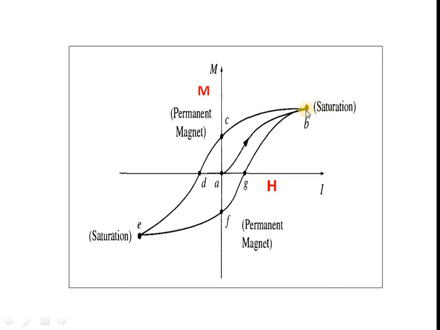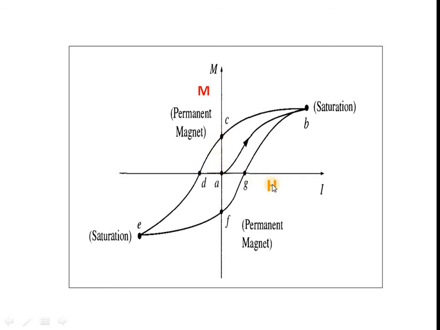Once saturation is reached, you can reduce the applied H value. If you reduce it, you see M is not coming back along the same graph. Instead, M traces a different path. When H is 0, M is not 0. So this is called remnant magnetization. Even though the applied H is 0, there is a non-zero M. This value, AC, is called the remnant magnetization.